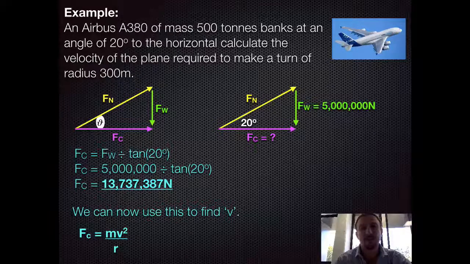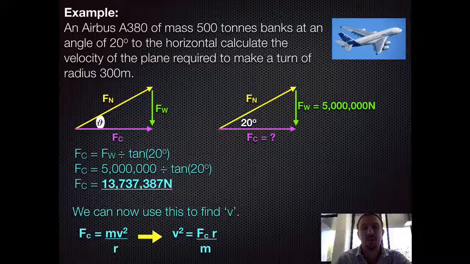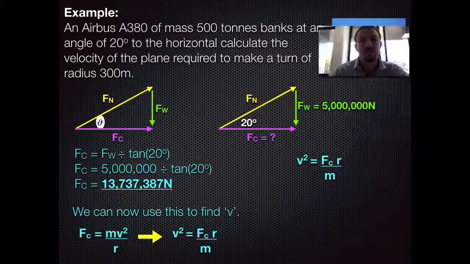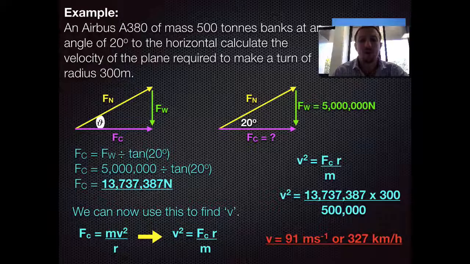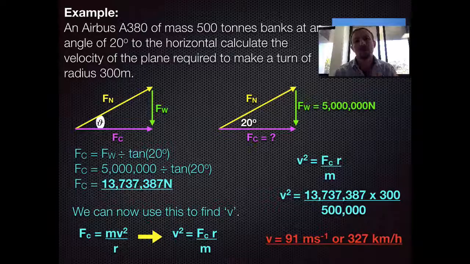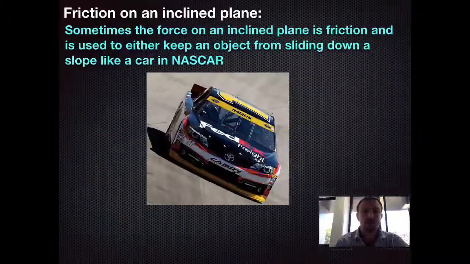So I know that centripetal force is mv squared over r. I can rearrange this to get v squared. So v squared will be the centripetal force times the radius divided by the mass, and then I'll just square root it to get the final answer. So I can substitute that in, and when I square root it, I get 91 meters per second, or 327 kilometers per hour. So that just gives you a rough idea as to how we can utilize our force diagrams on an inclined plane and use centripetal force to basically work out an unknown.